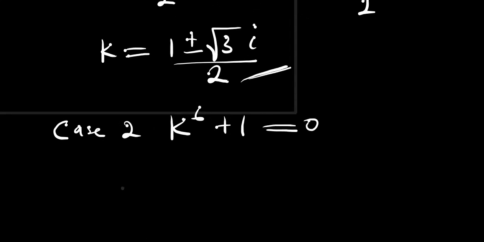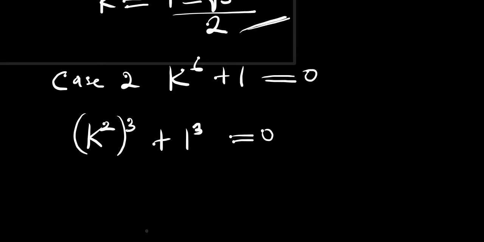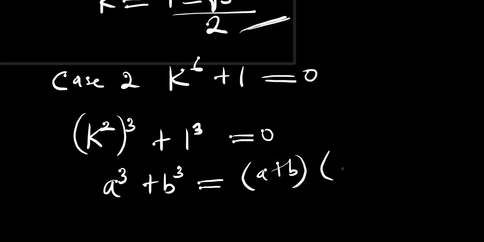So right now what we are going to do is rewrite this as k power 2, all power 3, plus 1 power 3, and this equals 0, because 1 power 3 is 1. So we haven't changed anything. Now we make use of this other identity. If you have a power 3 plus b power 3, this equals a plus b times a squared minus ab plus b squared.